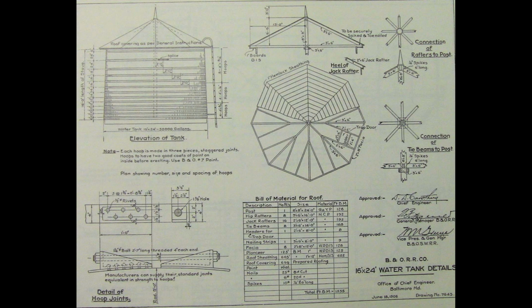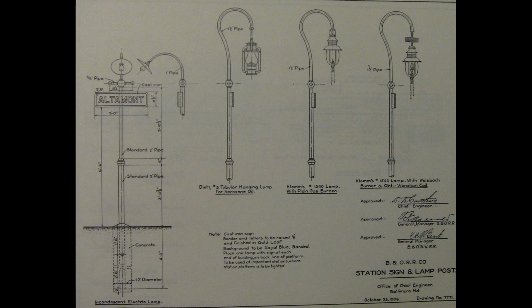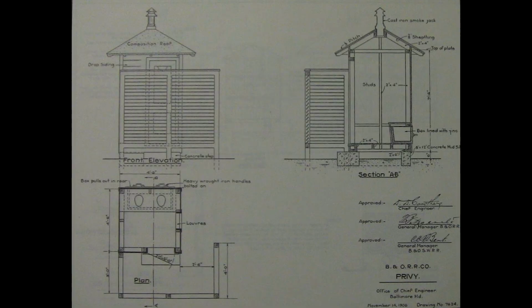These are not the kind of tanks I'm going to be using on my railroad, but it's a good example of something in this book that if you need, you can build. Here are different types of station signs with lamps that were used across the majority of the railroad. A lot of railroads had their own specific types of lamps that they used throughout the railroad.